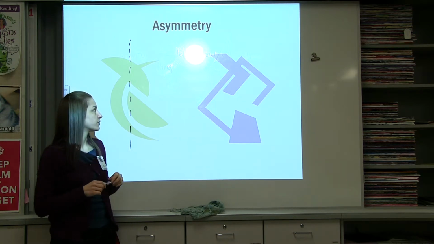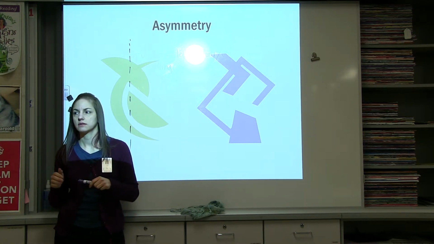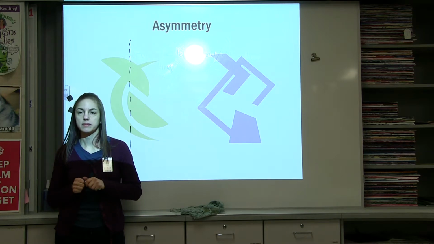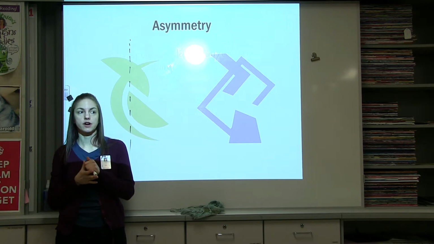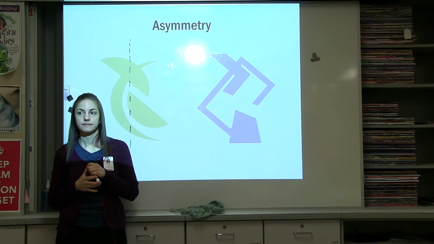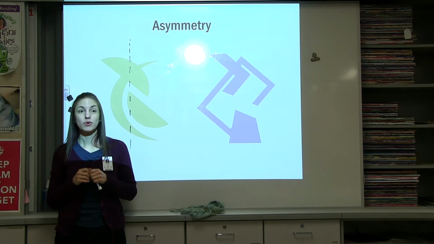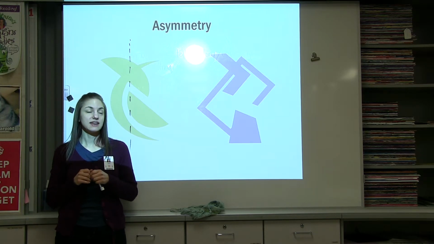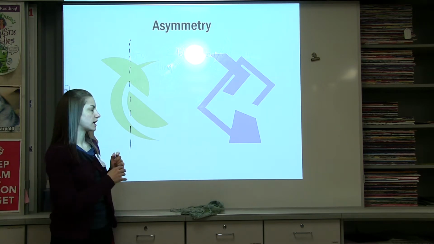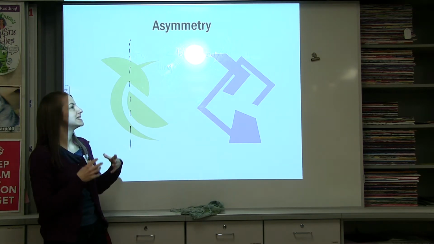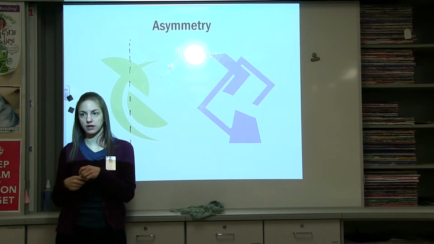Why else might artists prefer asymmetry? Or maybe I should ask it this way: why might viewers of art prefer asymmetry? Because it's more interesting to look at. It's more interesting to look at, okay? Now that's not always the case. I'm making kind of a gross generalization right now. But asymmetry tends to be more interesting to look at.